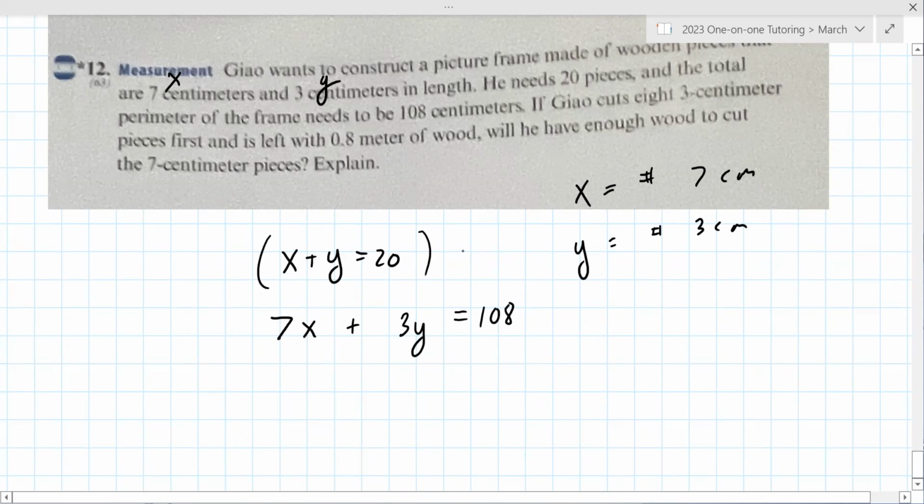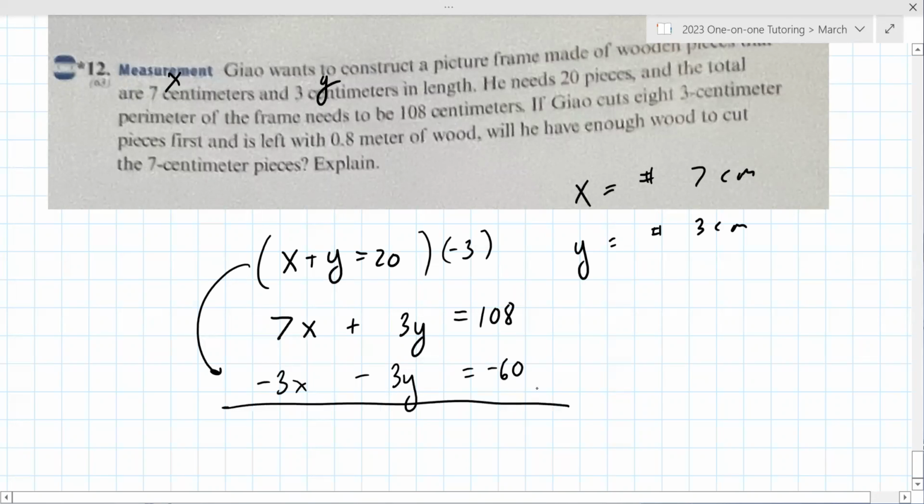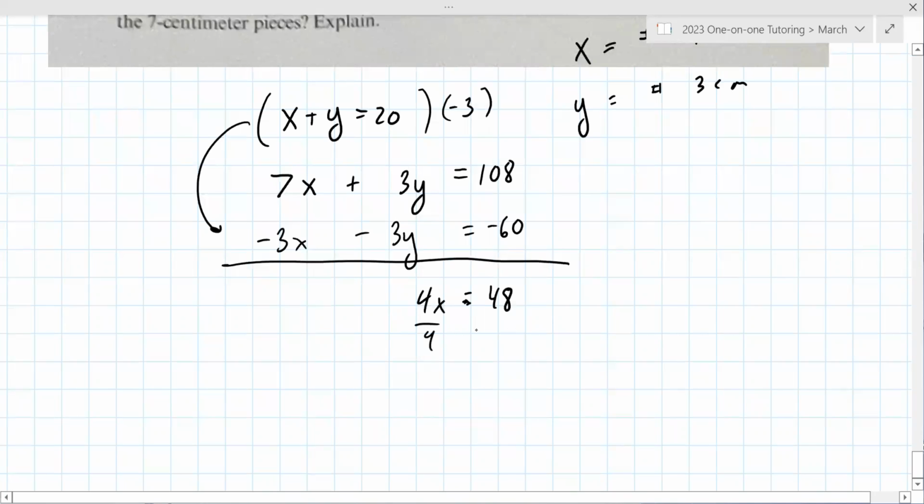Let's multiply by -3. So that becomes -3x minus 3y equals -60. 4x equals 48. Divide by 4. So x equals 12. To find y, we're going to go back to either equation. I'm going to recommend we use the first one, x plus y equals 20. If x is 12, that means y must be 8.